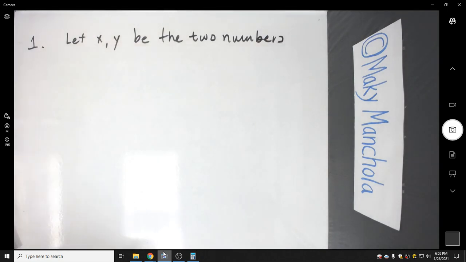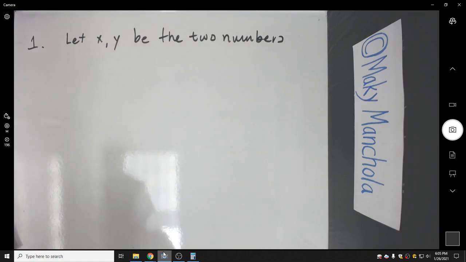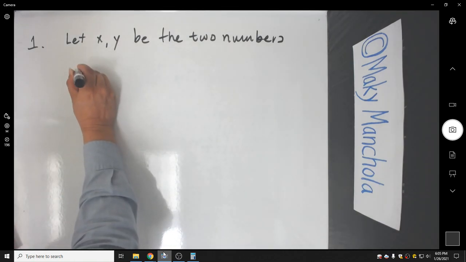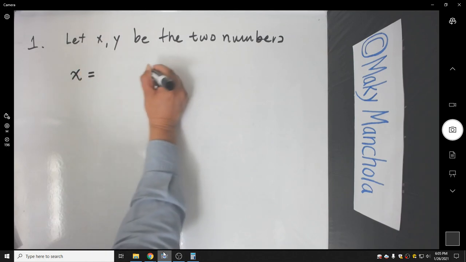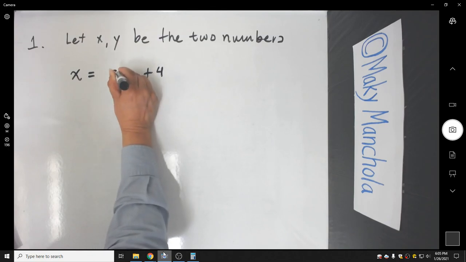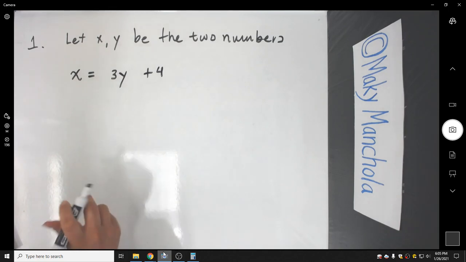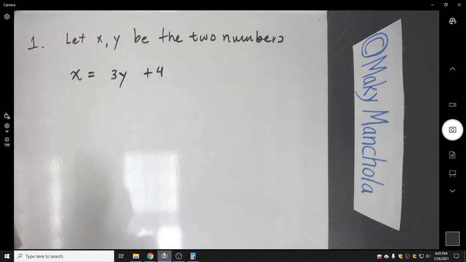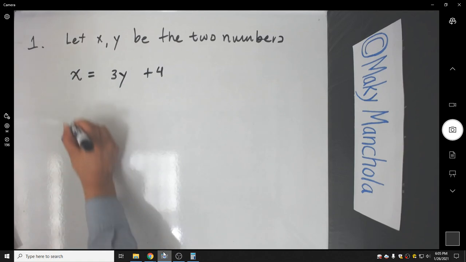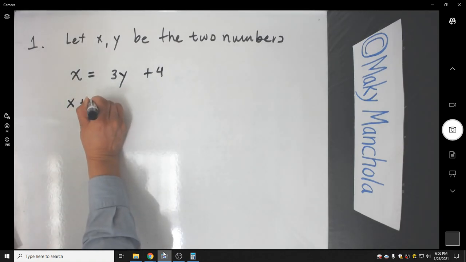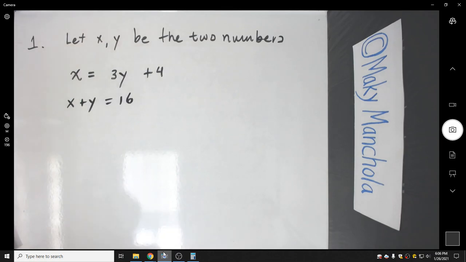What we know is that one of the numbers is 4 more than 3 times the other. So let's say that is x. x is 4 more than 3 times the other number. So x equals 3y plus 4. Their sum is 16. So x plus y equals 16.